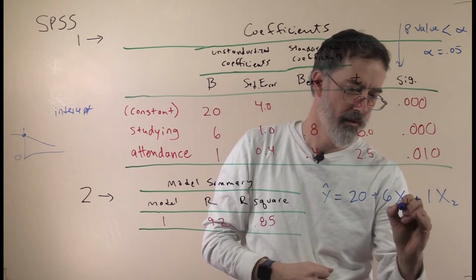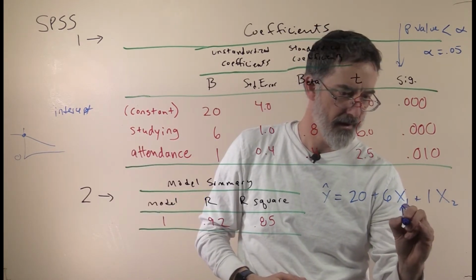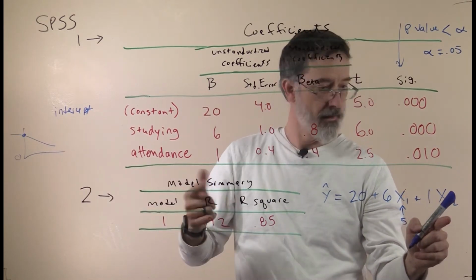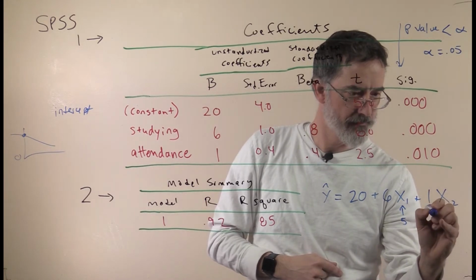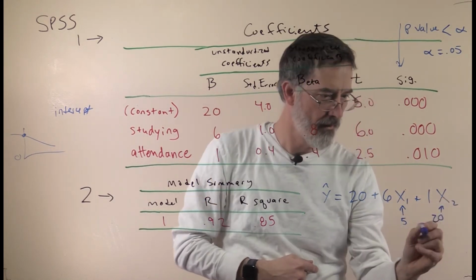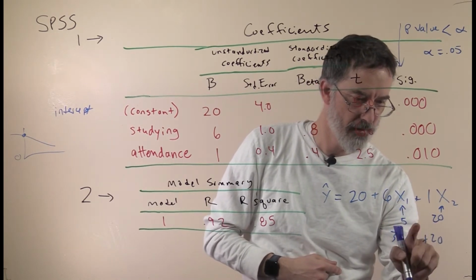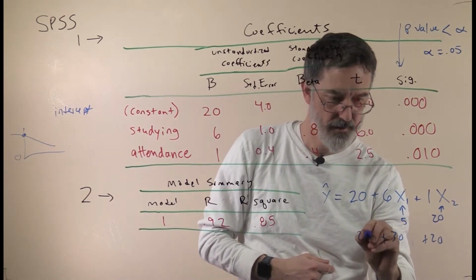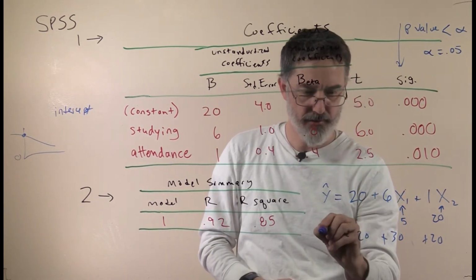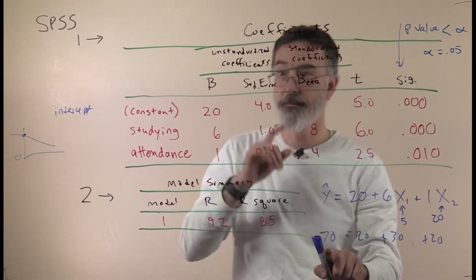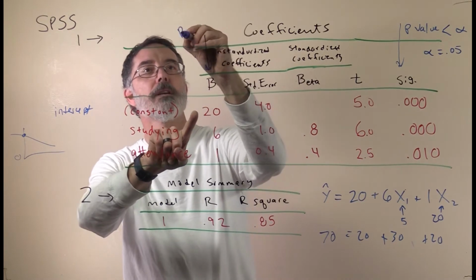Right, so we could put in for studying, somebody who studies, I don't know, 5 hours and attends, I can't remember what kind of numbers we had here, 20 for X. So they get 20 from that, 30 from that, plus the 20 for the intercept. So this person, we'd expect their exam grade to be 20, 40, 70. So that would be our predicted value for that person. So we use these for our prediction equation.